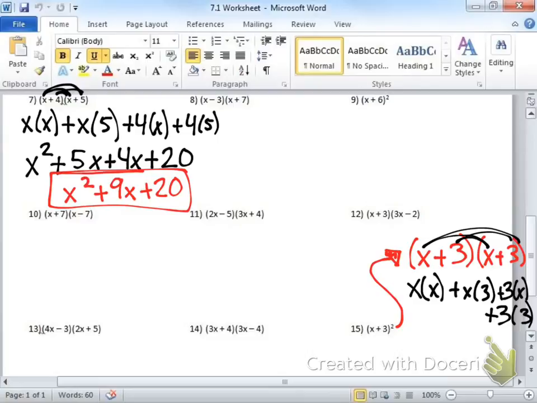What is x times x? X squared, good. So I have x squared plus x times 3 is 3x. 3 times x is 3x. 3 times 3 is 9. It's all pluses, right? So my answer here is going to be x squared plus 3x plus 3x is 6x plus 9.